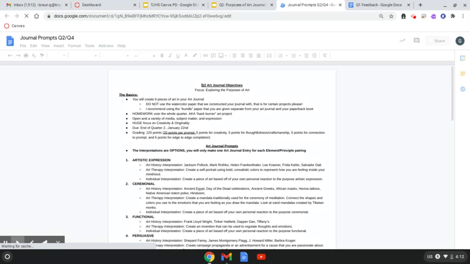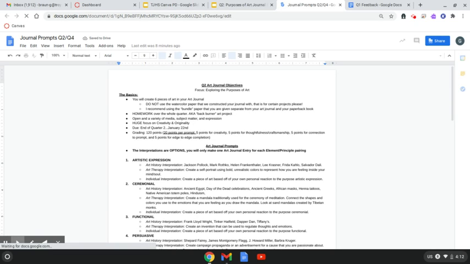Now, you shouldn't use the watercolor paper that's in your art journal because that is really kind of counted out for certain projects. But if you need extra watercolor paper, let me know. Instead, I recommend using any type of extra paper that you have. Extra drawing paper is a really good start, or construction paper. But you can also make the art in your paperback book. I know a lot of you guys did that for quarter one. It's a great option for quarter two.